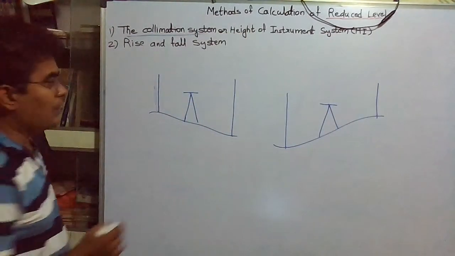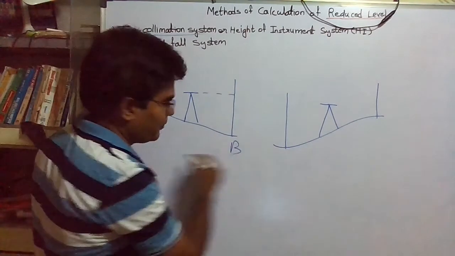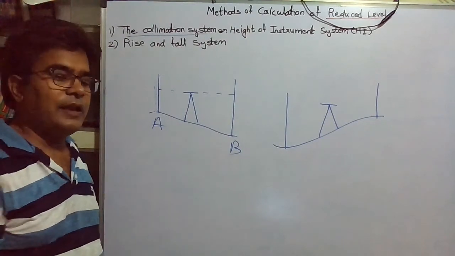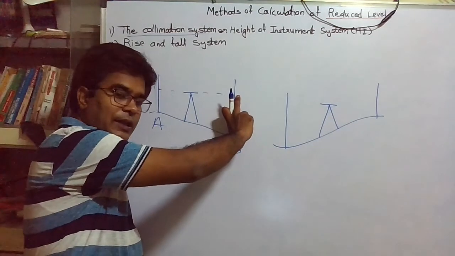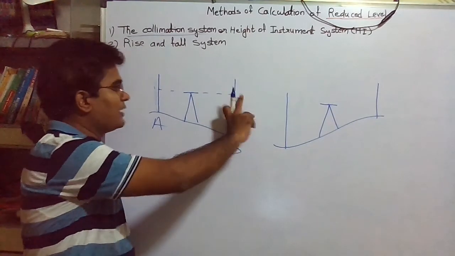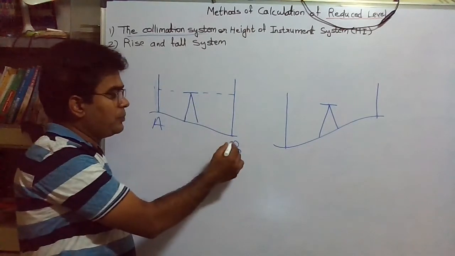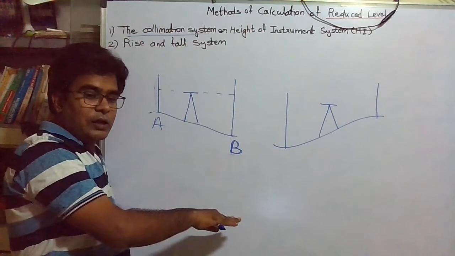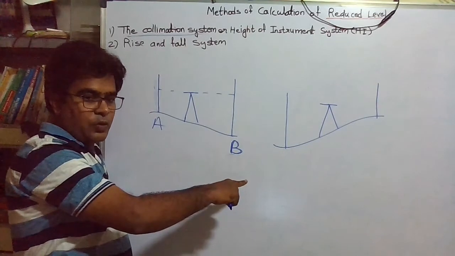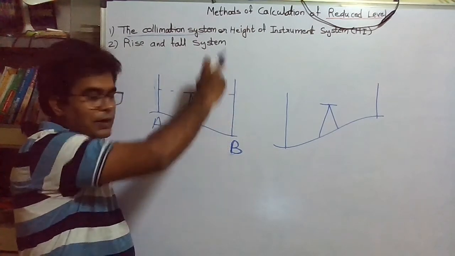So here you can see, suppose this is point A, this is point B. Here point B is below point A, or we can say the staff reading at B is more, or greater than the staff reading at A. Why is this staff reading more? Because point B is lower than point A, so the staff reading increases. Our line of collimation remains horizontal, and if the point is below, the staff reading is more.